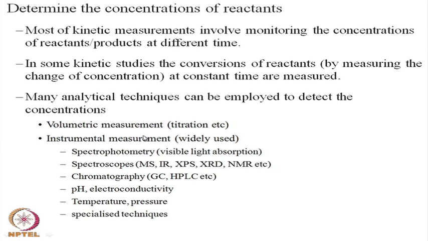Now, next thing is determination of concentration of reactants. Most kinetic measurements involve monitoring the concentration of reactants at different times. As I told you, for slow reactions, maybe you monitor concentration at say 2 minutes interval, or maybe 5 minutes interval, maybe 10 minutes interval. Okay, and then by simple titration.